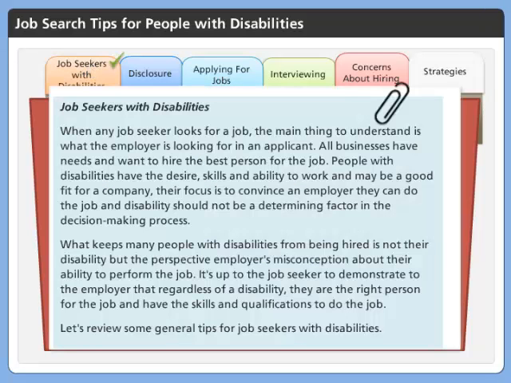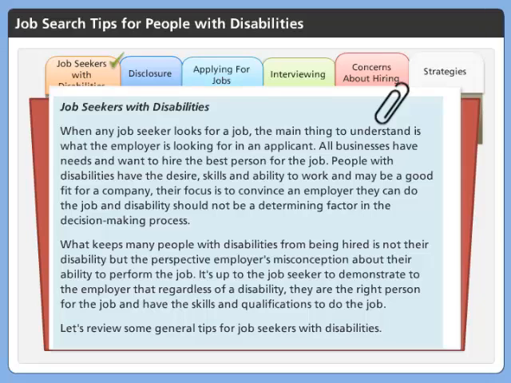When any job seeker looks for a job, the main thing to understand is what the employer is looking for in an applicant. All businesses have needs and want to hire the best person for the job. People with disabilities have the desire, skills, and ability to work and may be a good fit for a company. Their focus is to convince an employer they can do the job, and disability should not be a determining factor in the decision-making process. What keeps many people with disabilities from being hired is not their disability, but the prospective employer's misconception about their ability to perform the job.